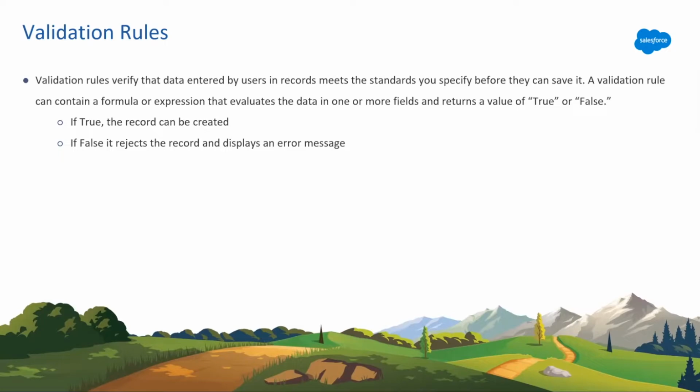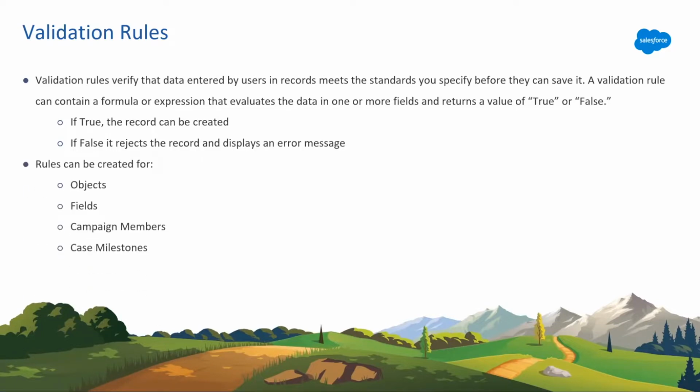So it just says, does this field have a certain format or whatever it happens to be, and if so, then true, if not, false. If it comes back as true, then you can create the record. If it comes back as false, then you will not be able to create the record. It will display an error message.